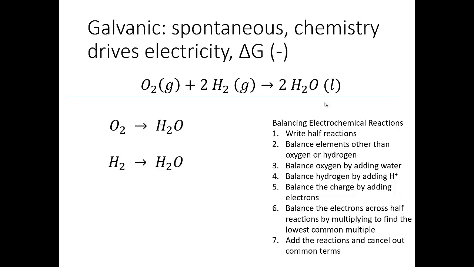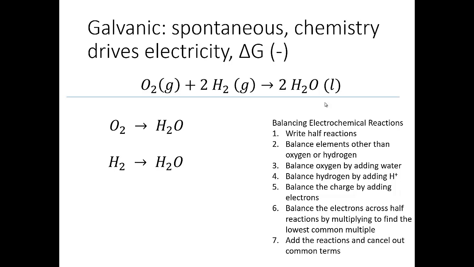So to begin with, let's just balance these half reactions. So if I told you that this is a galvanic reaction, we're going to produce water spontaneously by combining oxygen and hydrogen together. Balance the half reactions and tell me how many electrons are transferred. This is what you would do. So these are the steps that I use in balancing a half reaction, so we're just going to go through those together. So the first step is to write the half reaction. So I separated oxygen and hydrogen from each other in this chemical equation.